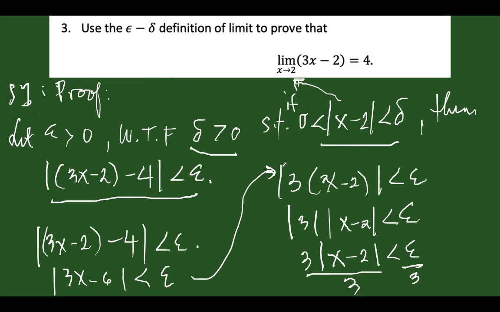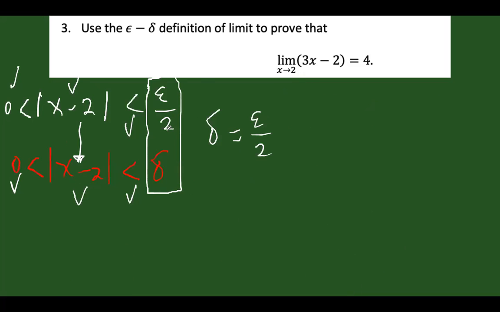Okay, so let me just check. Oh, actually, it's over 3. All right, sorry, my bad. So this is over 3, and this is over 3. So delta again is equal to epsilon over 3. So we have already found the value of delta in terms of epsilon, which is epsilon over 3.